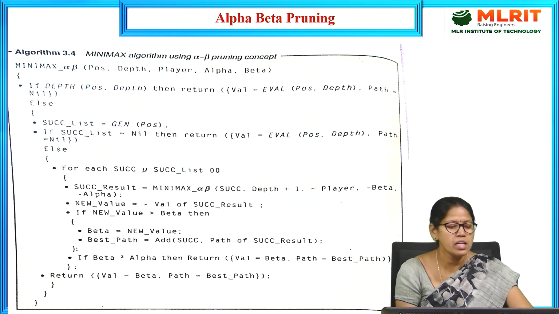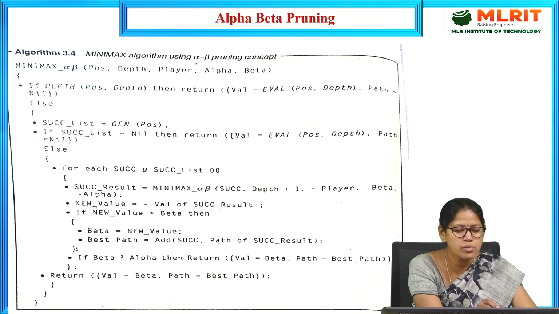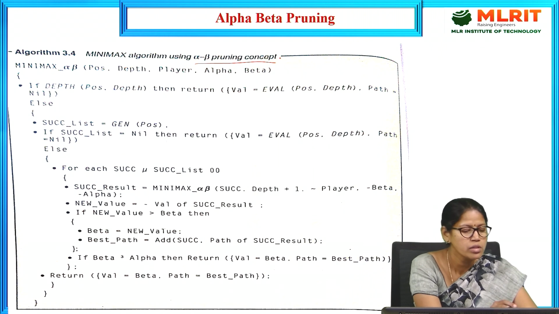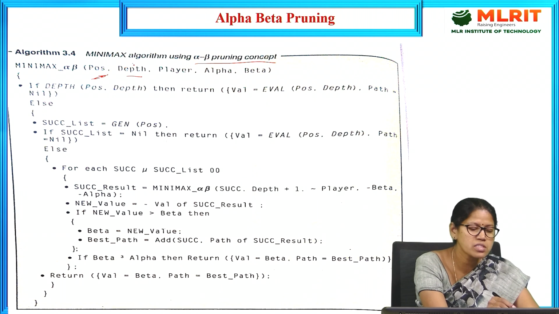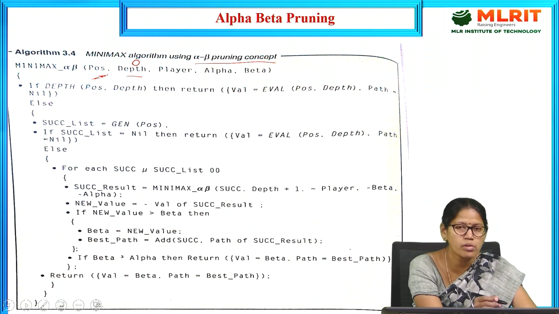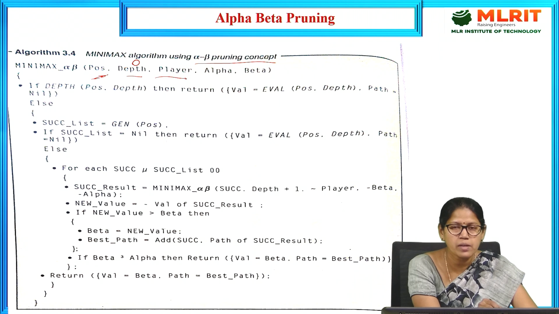Okay. Let's see the minimax algorithm using alpha beta pruning. So here it will take the position. What is the position? It means a left node, right node. Next, depth. What is the depth? Either it is the root node or the next level. So it will initially start with 0 at the root node. Then level by level it will be increased. Next, player. Which one is the player? Either max player or min player, because the rules change for the max and min.